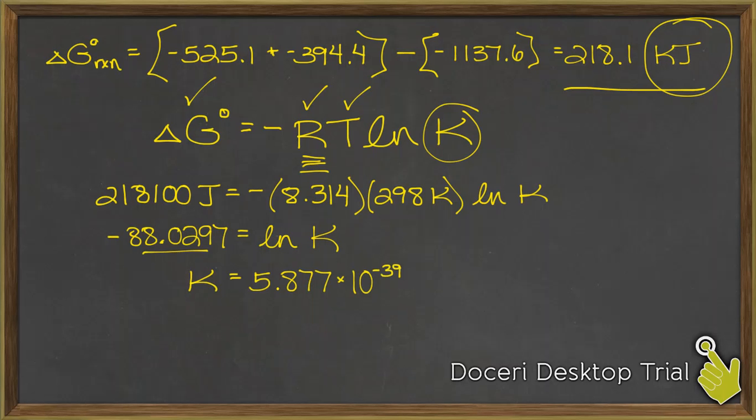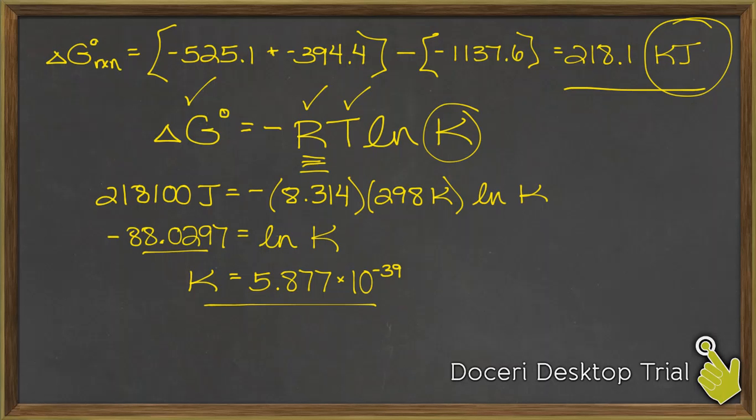Now, we're not quite finished with the problem, but I just want to pause for a moment and bring some concepts together here, and then we'll finish the problem. Direct your attention to the top of the screen where we solved for the delta G of the reaction, and it came out to be positive. What does that mean about this reaction? It means the forward reaction is not favored.